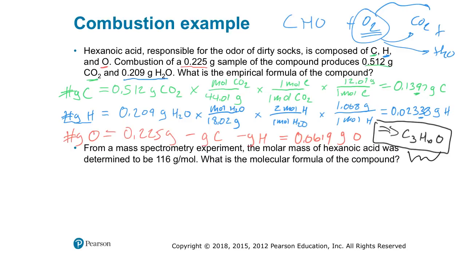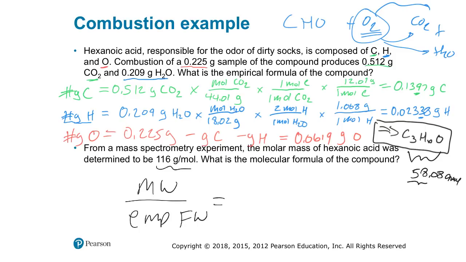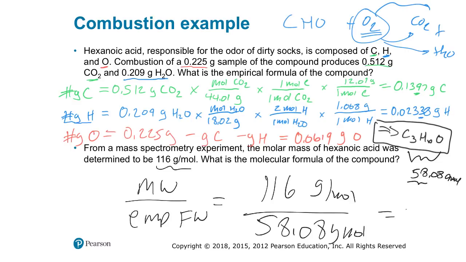If we take the 3 carbons plus the 6 hydrogens plus the O, that comes up with a mass of 58.08 AMU, and then the molecular weight was 116. So to determine our molecular formula, like our multiplier, we would take our molecular weight, divide by the empirical formula weight. And we should get a whole number, so 116 grams per mole, divided by 58.08 grams per mole, gives us a factor of 2. So there's 2 of the empirical units in the formula.